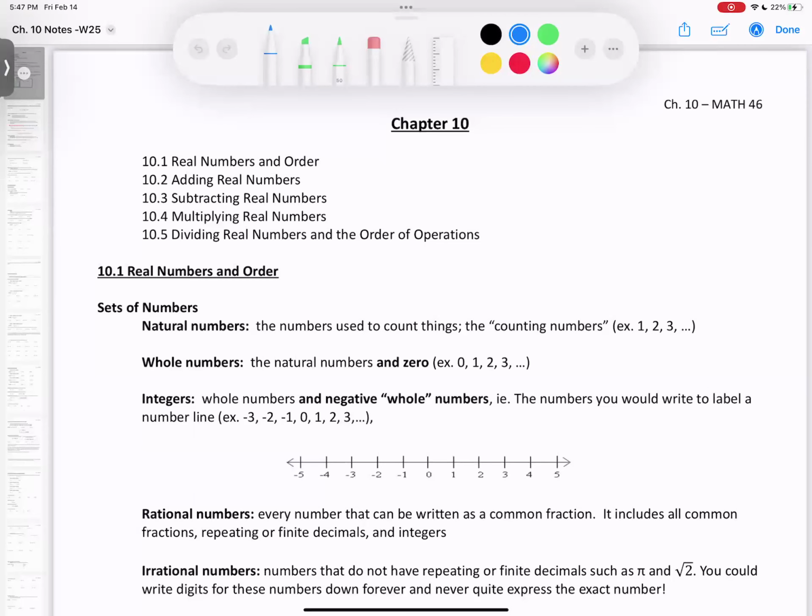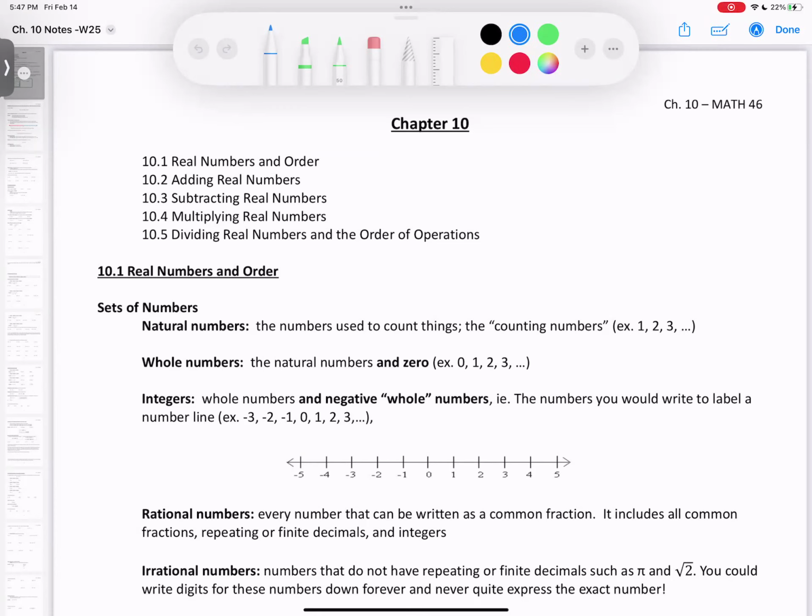Welcome everyone to chapter 10. Here we're going to look at real numbers. And you may say, well, I'm pretty sure all the numbers I've been dealing with are real, and you would be correct. If you want to deal with numbers that are not real but imaginary, I suggest taking Math 60. But really what this chapter is about is not only doing operations with real numbers that we've done before, but also dealing with negative numbers.